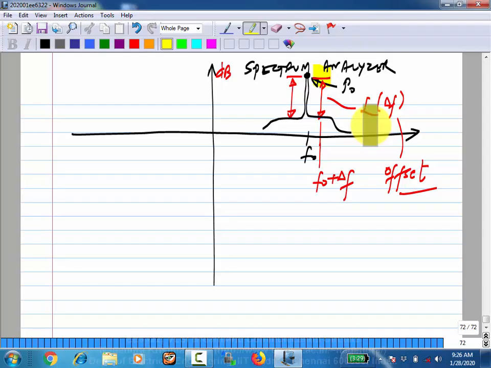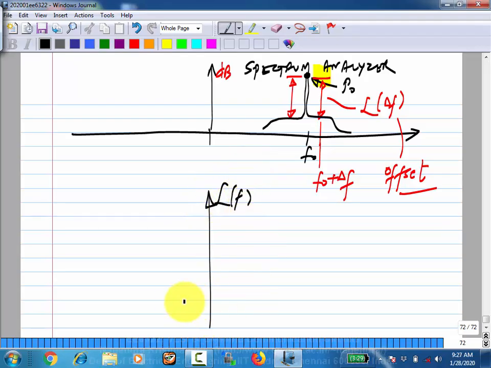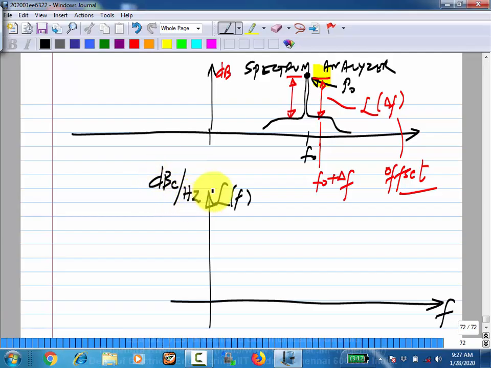So now typically this phase noise L of f will be specified as a relative value. It is relative to the mean square value of the signal. The units that are normally used are dBc per hertz. Basically it has no unit, it's 1 by hertz, right?